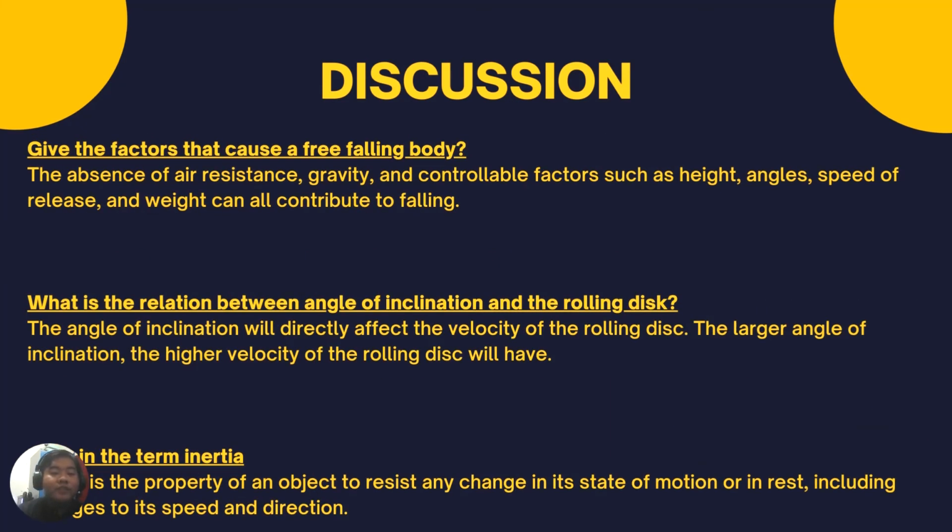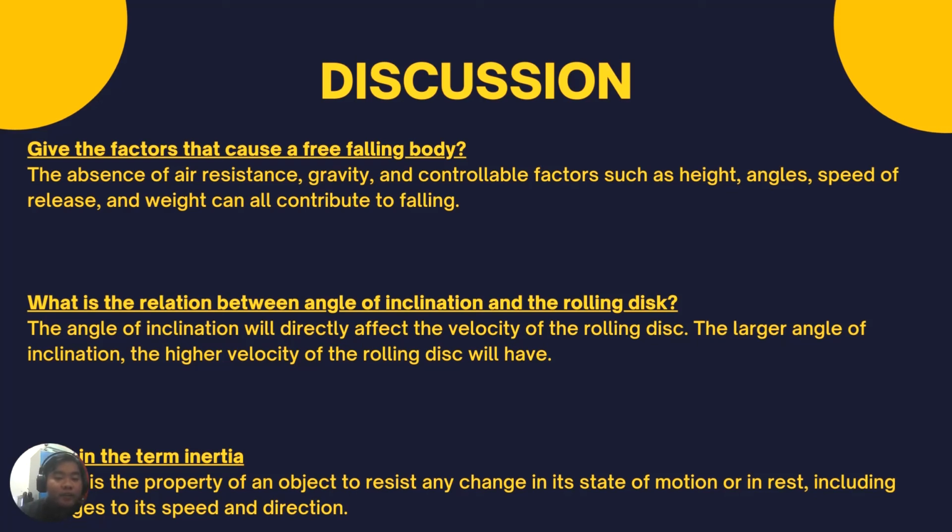The next one, give the factors that cause a free-falling body. The absence of air resistance, gravity, and controllable factors such as high angle, speed of release, and weight can all contribute to the falling. What is the relation between angle of inclination and the rolling disc? The angle of inclination will directly affect the velocity of the rolling disc. The larger the angle of inclination, the higher the velocity the rolling disc will have.